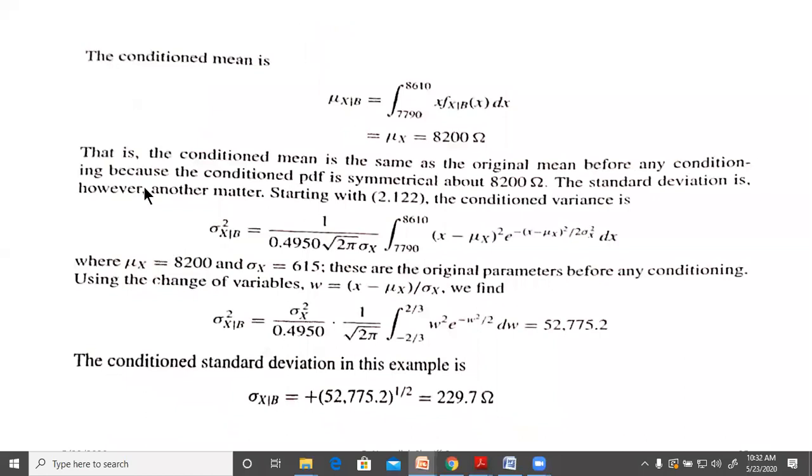So the standard deviation for the conditional variance, sigma squared of x given b, will be equal to 1 by 0.4950 root of 2 pi, x minus mu x squared. So this is the mean there, x minus mu x squared, and then the value of fxx. This fxx divided by 0.4950 is f of x given b.